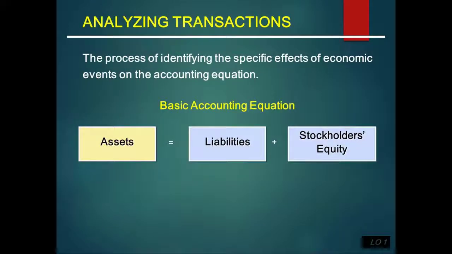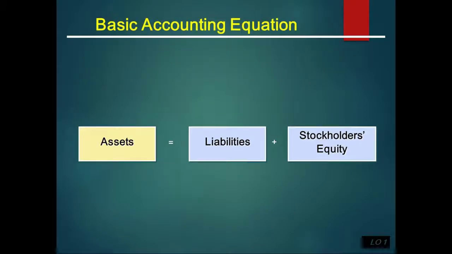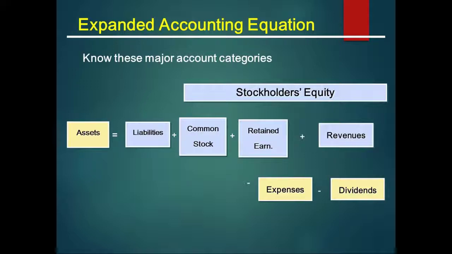We're going to get into more analysis of transactions, but let's review the basic accounting equation. Assets equals liabilities plus stockholders' equity. I like the expanded accounting equation better than the basic accounting equation because it has more major account categories in it. So let's look. Assets is the same on the left, liabilities is the same on the right, but under stockholders' equity I've listed 5 more categories. Common stock is an account, retained earnings is an account, and then revenues, expense, and dividends.